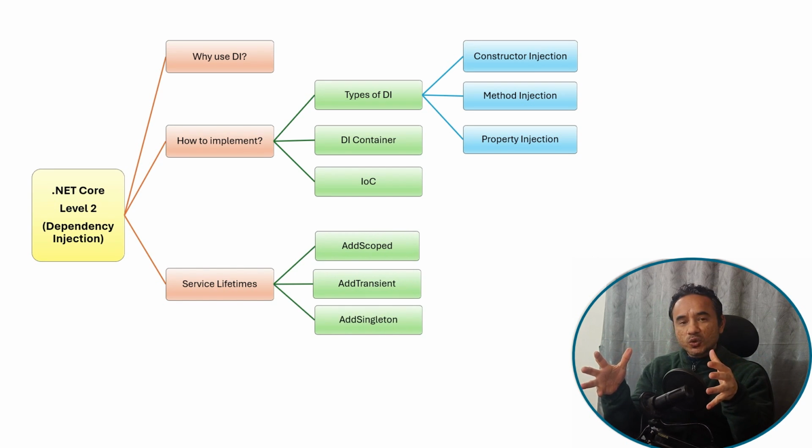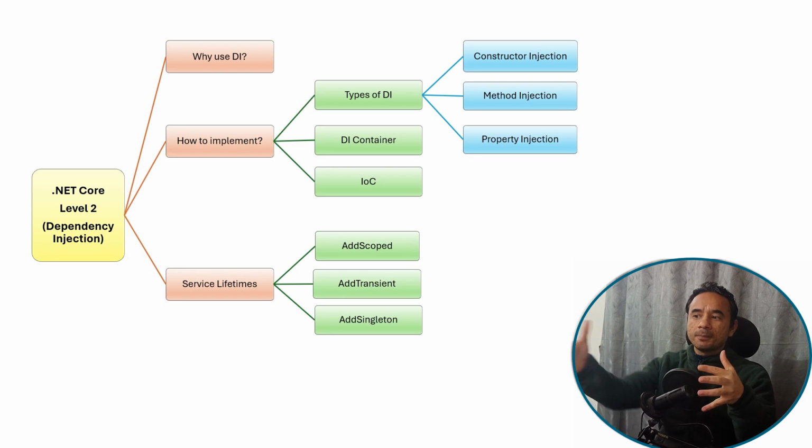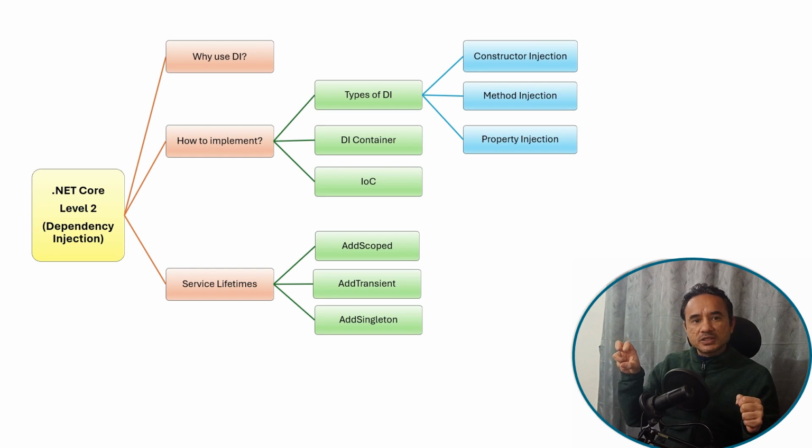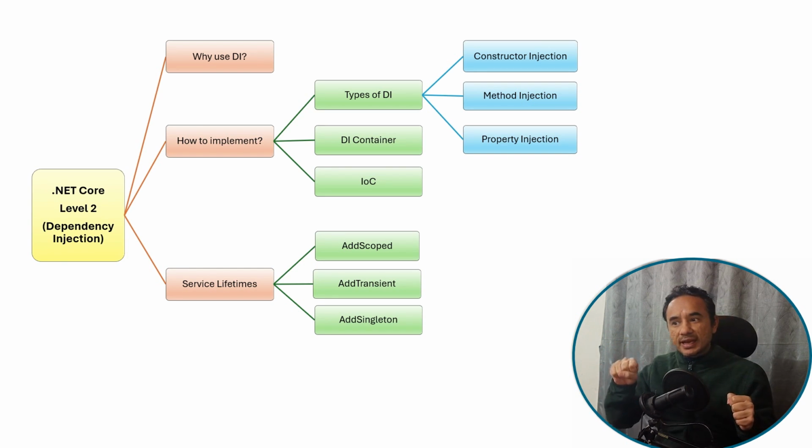Basically, these control how long an injected service will stay inside the memory. For example, add scoped creates a new instance for each request, while add singleton uses the same instance throughout the application. Okay, so that's a very high-level idea. I'm not going into detail inside.